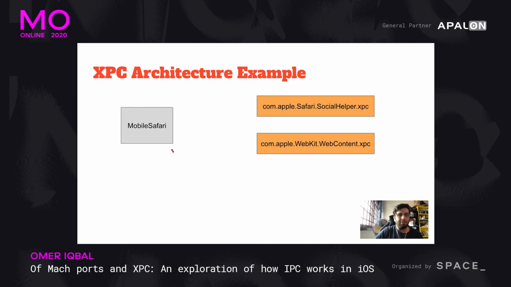Here's a simple example. Safari, for example, right? Mobile Safari, which is the process that's actually running Safari, has these two XPC services. Maybe you can have many others, but let's just focus on these two. There's an XPC service that's doing all the social login stuff, for example, so every time you do a social login in Safari, it'll talk to this XPC service.